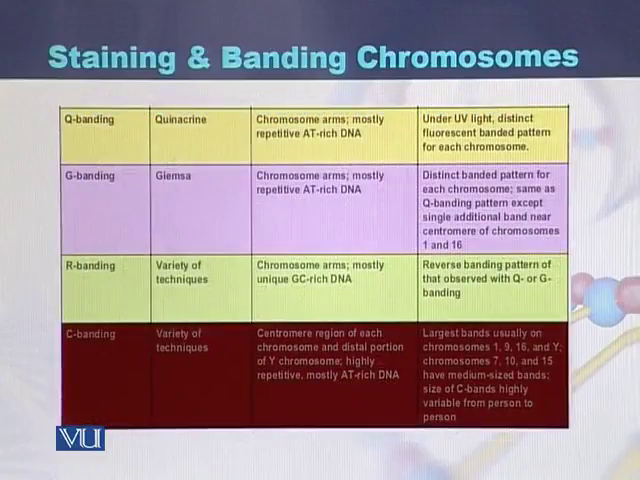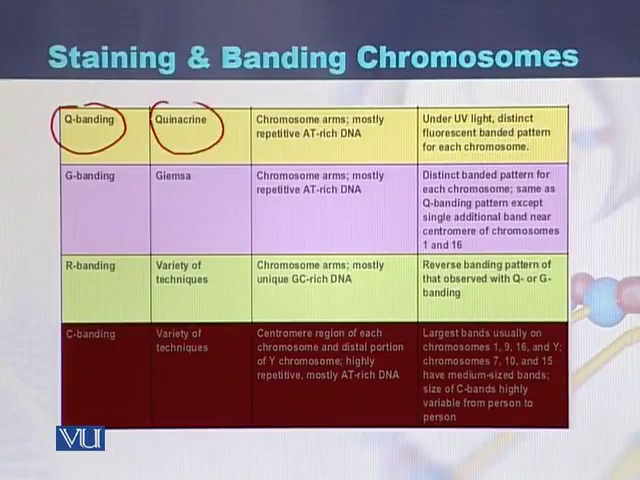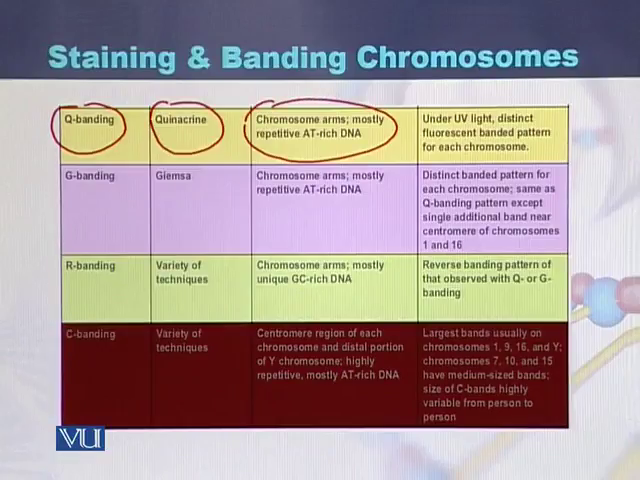As there are 4 different types of banding pattern, the first banding pattern is Q banding, which is performed with the help of a chemical. The name of that chemical is quinacrine. In case of Q banding, usually the chromosome arms show the banding pattern, which shows that there is an AT rich region. G banding is performed with the help of a dye, the name of the dye is Giemsa.